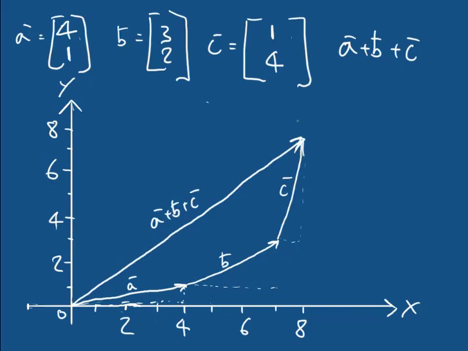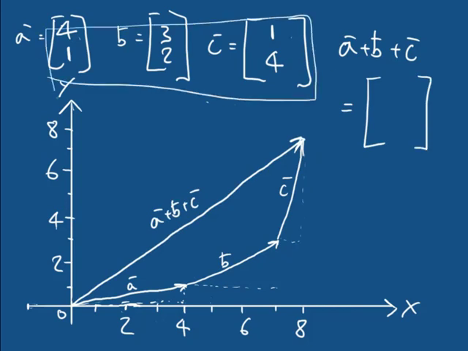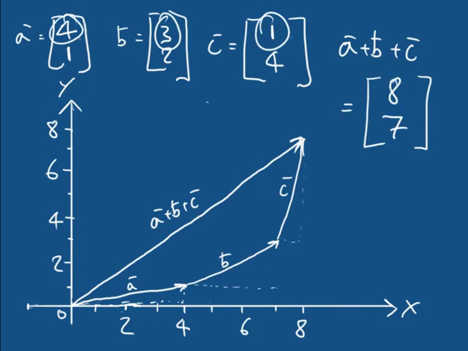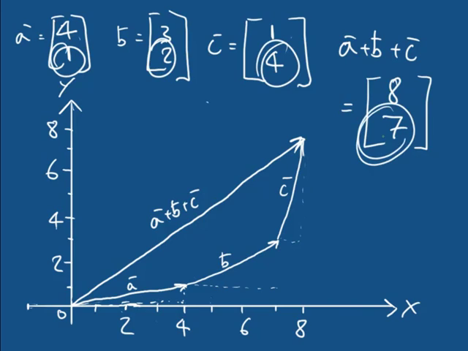And we can use our graphical representation to work out the components of this vector, and then we can compare that against had we added the components together. So we're starting here at the origin at 0, 0, and we're traveling 8 units in X, and we're traveling 7 units in Y. So 8 in X and 7 in Y. We can compare this against our components. 4 plus 3 is 7 plus 1 is 8. Fantastic. And 1 plus 2 is 3 plus 4 is 7.